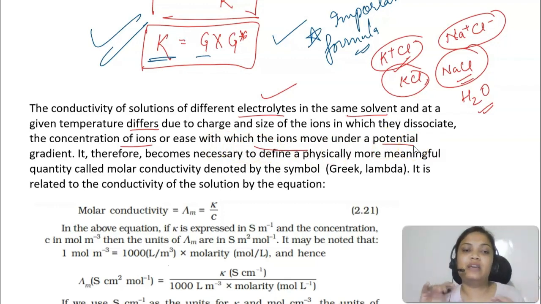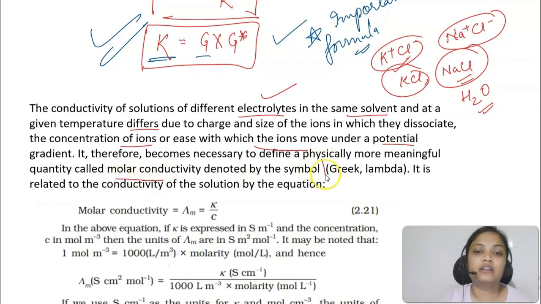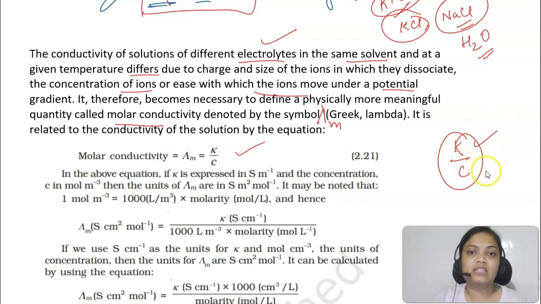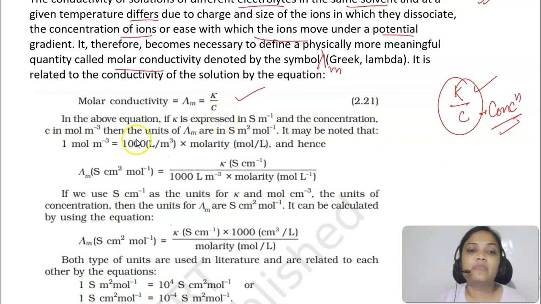So that is why it is important for us to define a physically more meaningful quantity which we call molar conductivity, denoted by lambda m. So what is molar conductivity? It is equal to kappa upon C. Now kappa, you know, is conductivity, and C will be the concentration of the solution. Here we are talking about the units also. So the lambda m units will be Siemens centimeter square per mole.